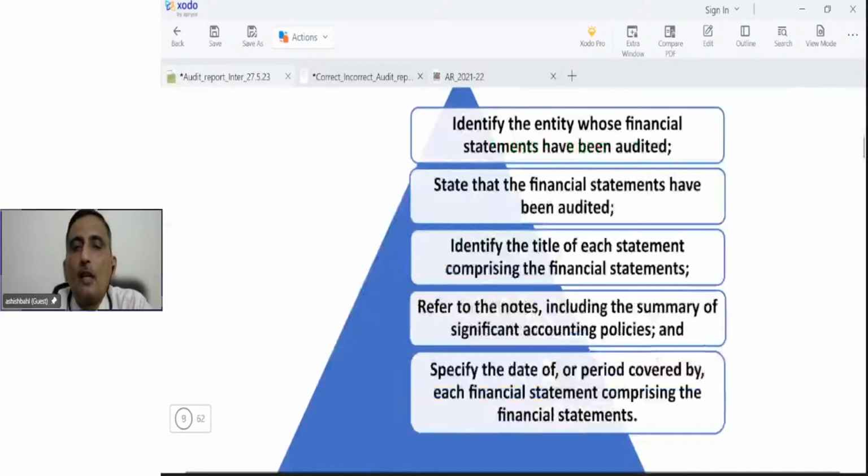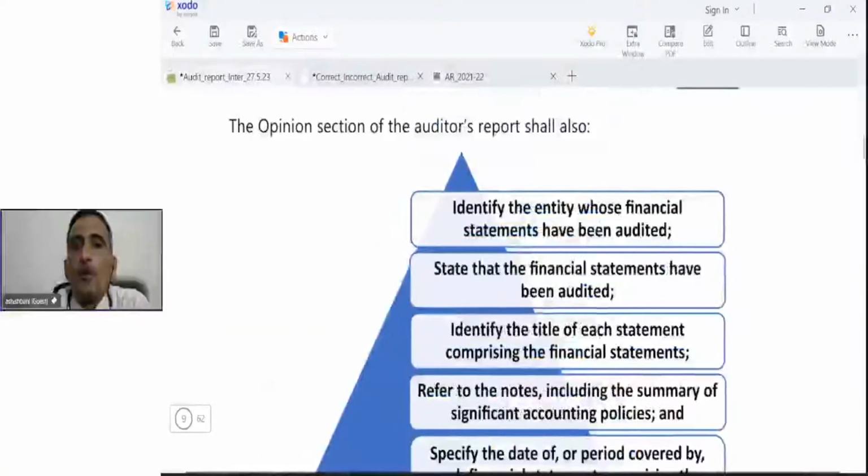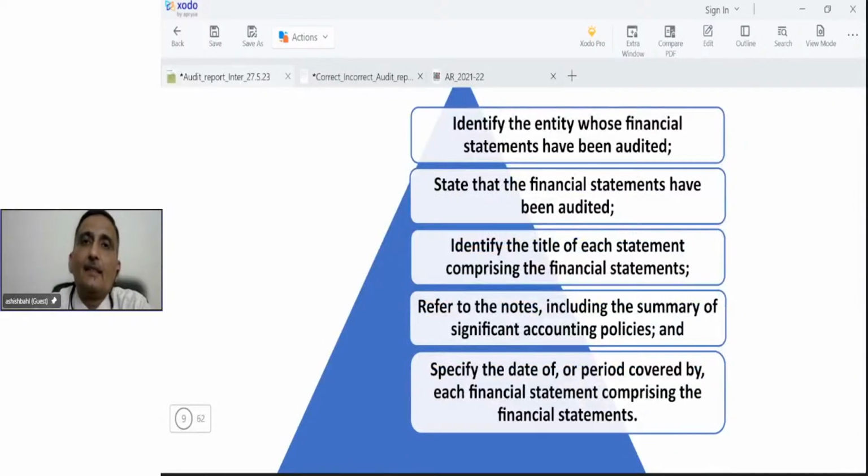So what should opinion include? Yes, members or shareholders, Shivangini? Members or shareholders. It can be written to the members of the company, it can be written to the shareholders of the company. So the opinion section of the auditor's report, what shall it include? Yes, guys, it shall include these things. These are compulsory things, guys.